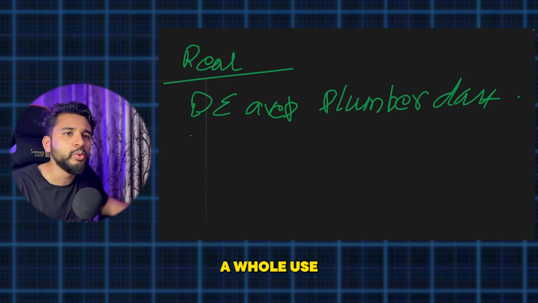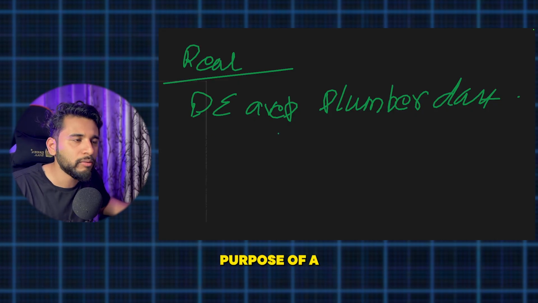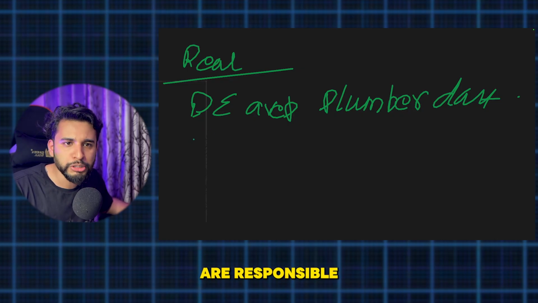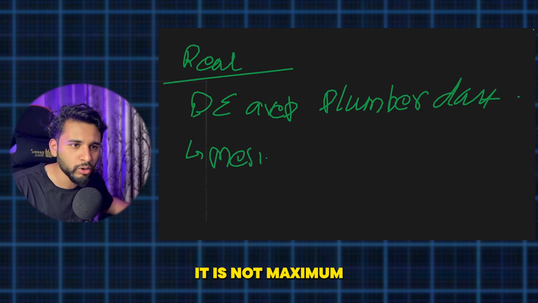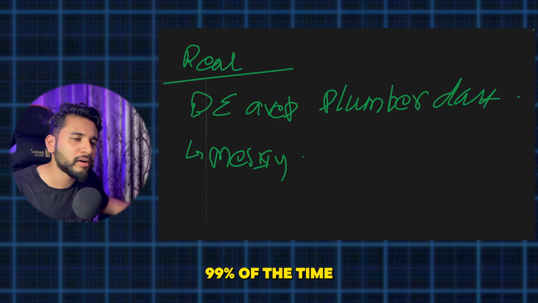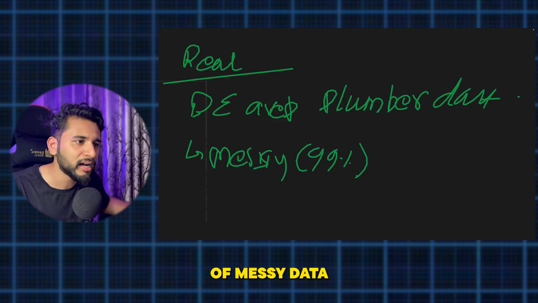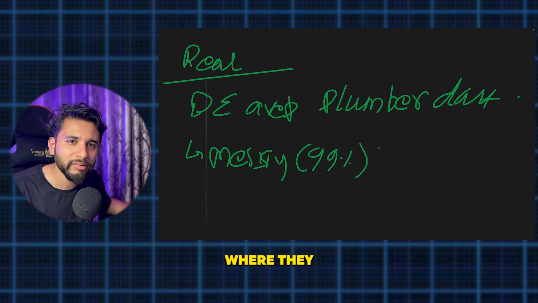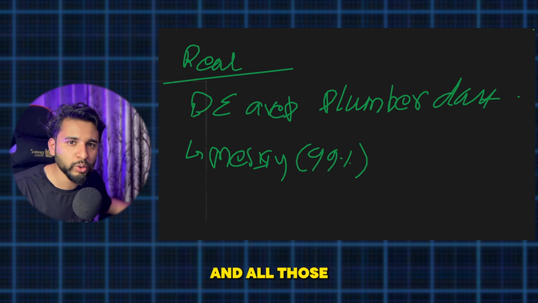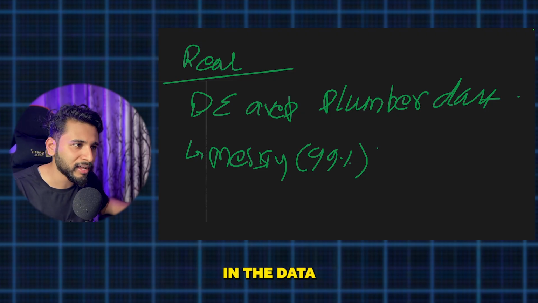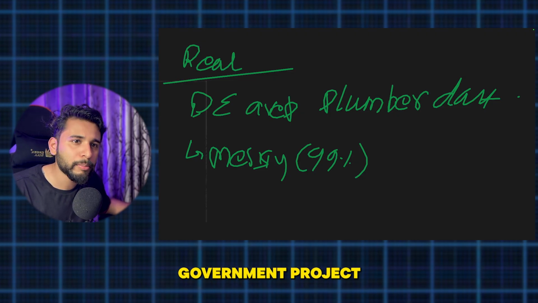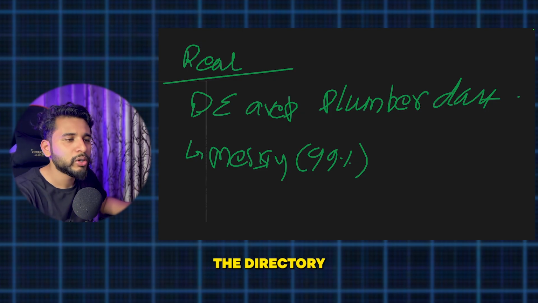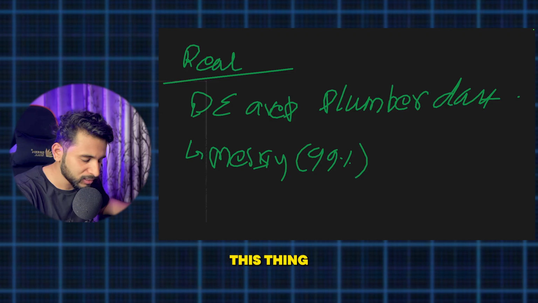So that is the whole use case of a data engineer. Basically, that is the whole purpose of a data engineer. Data engineers are responsible for moving the messy data. 99% of the time you will be seeing this kind of messy data, where you have a date column, and in the date column string data is there, or you will see some phone number where they have written some kind of name. Those kinds of problems will be there in the data when you are working in government projects, or projects where the user's point of view matters. They directly get the data, they add anything and get the data.